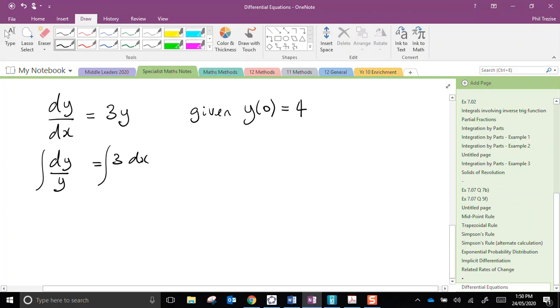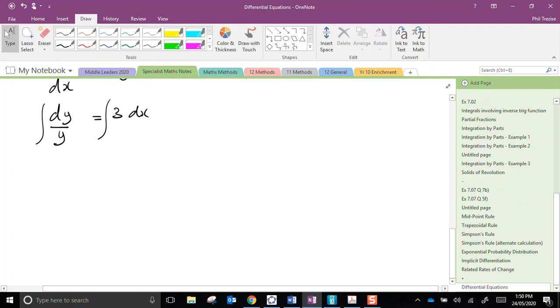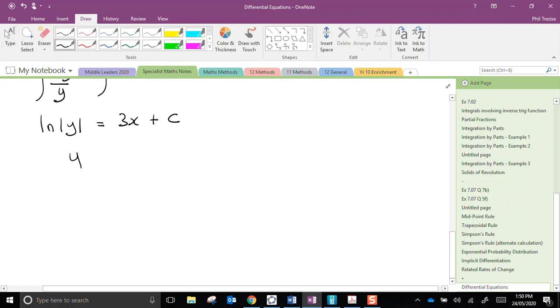So I will integrate both sides. Now the integral of 1 over y with respect to y is the natural log of y. The integral of 3 is 3x plus a constant of integration. Writing this in exponent form, we would see that y equals e to the power of 3x plus c.